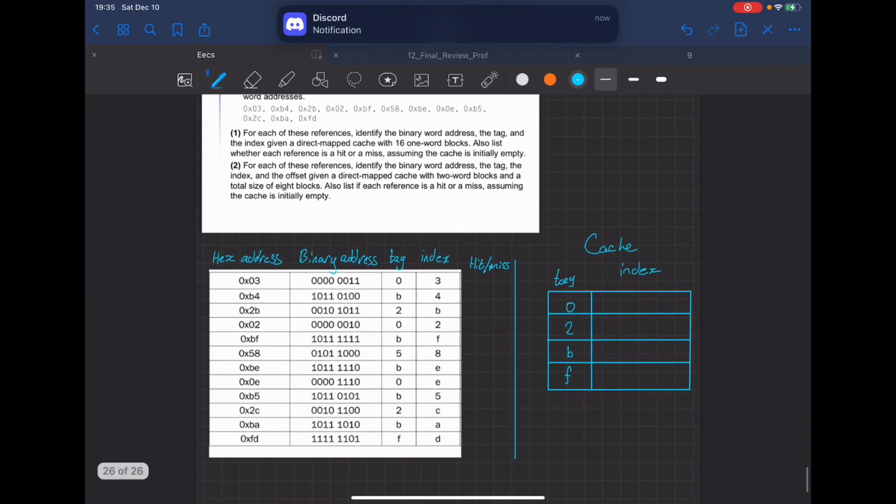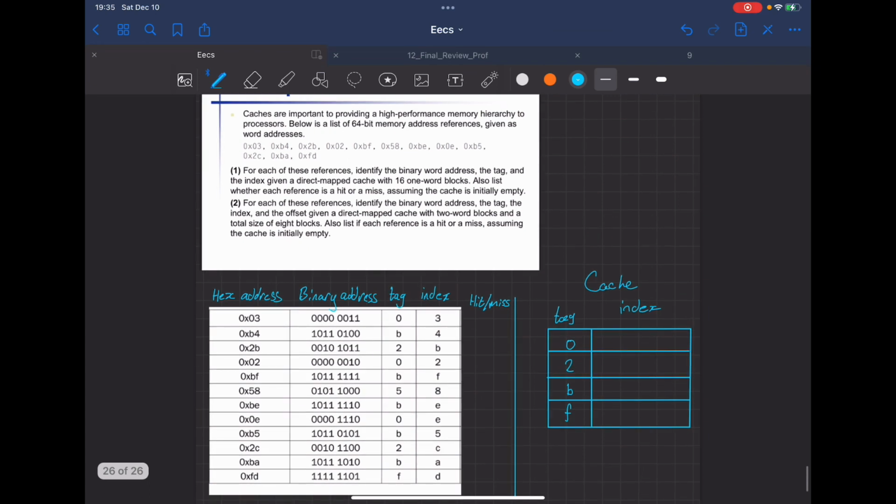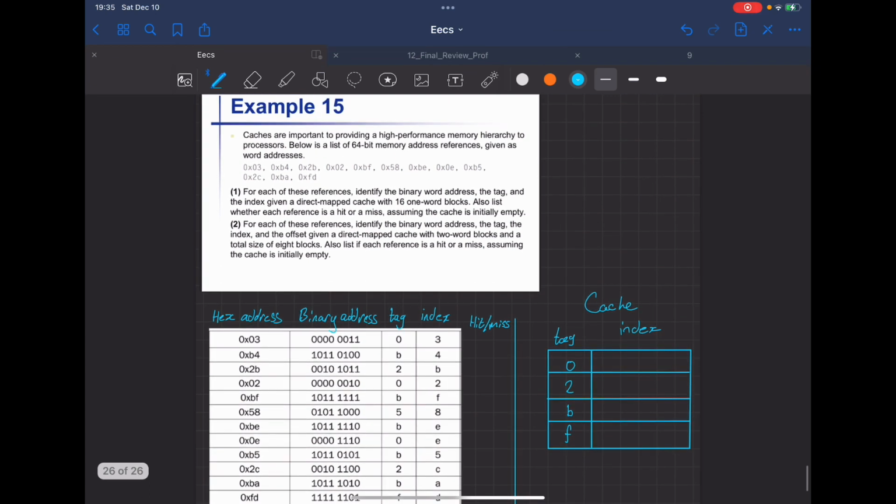let's begin. So how it works is, to save time, essentially for the first part of the question, for each of these references, identify the binary word address, the tag and the index given a direct map cache with 16 one-word blocks. Also, list whether each reference is a hit or a miss, assuming the cache is initially empty.